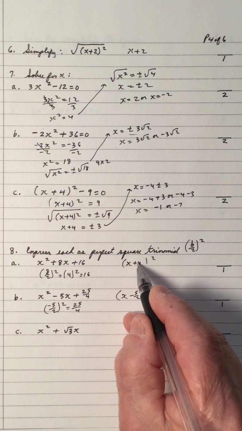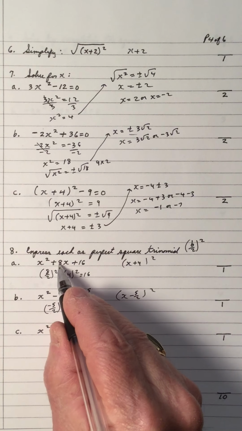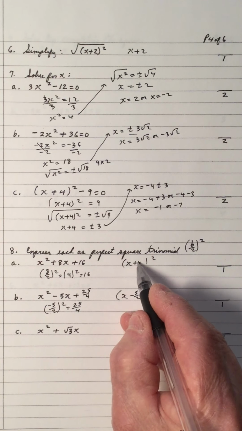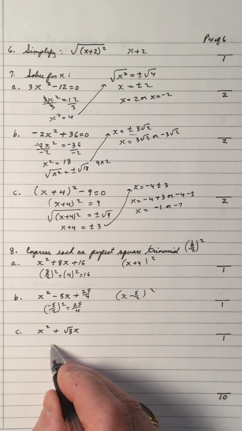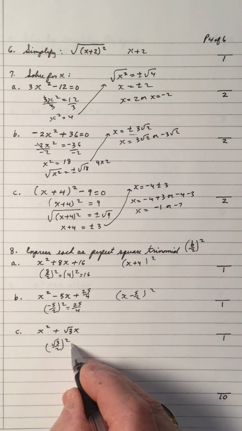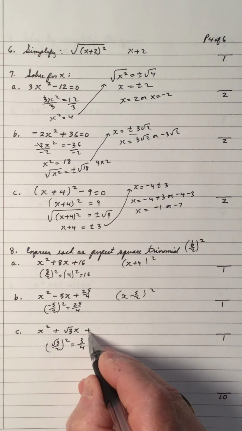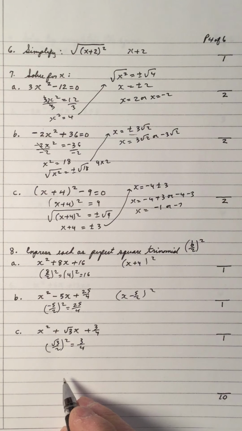So what goes right here is b over 2. b over 2 goes right here. Whatever b is, divided by 2. And this one is b is root 3, over 2 squared. Root 3 times root 3 is 3, 2 times 2 is 4. So this is a plus 3/4.